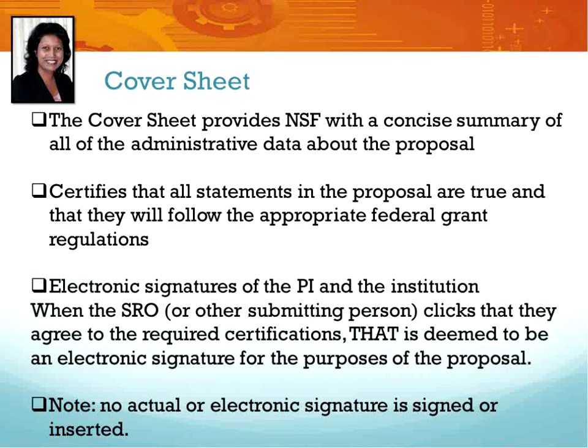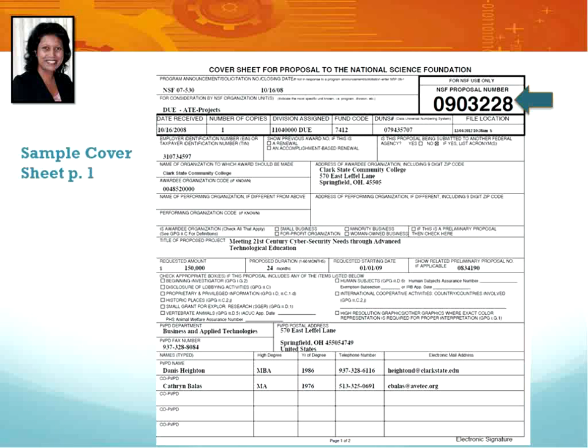The cover sheet provides the NSF with a concise summary of all the administrative data about the proposal. It certifies that all the statements in the proposal are true, and that they will follow the appropriate federal grant regulations. It will include the electronic signatures of the PI and the institution. When the SRO or other submitting person clicks that they agree to the required certifications, that is deemed to be an electronic signature for the proposal. Please note, no actual or electronic signature is signed or inserted. So that's an important point to remember, because that often causes panic towards the end.